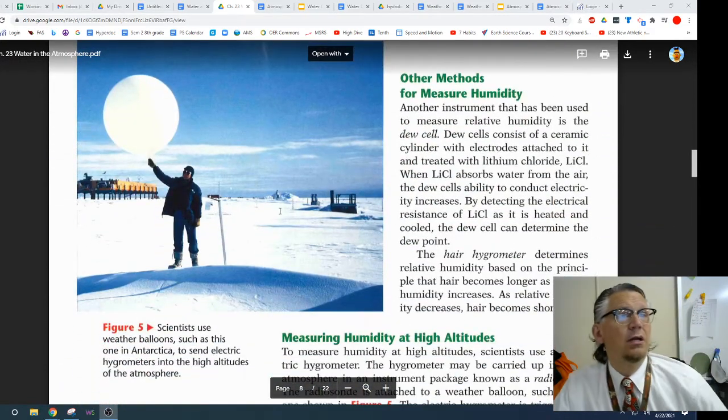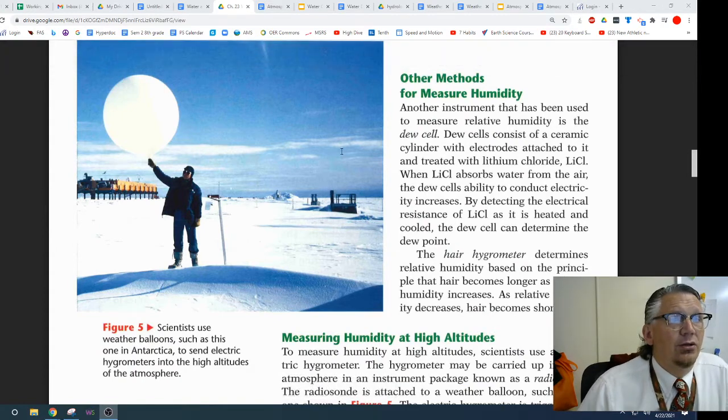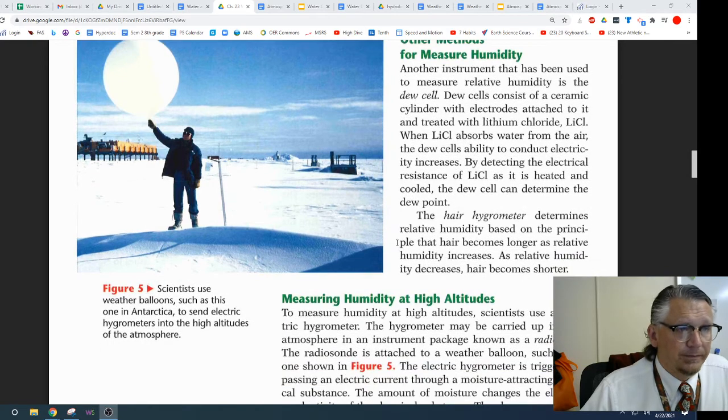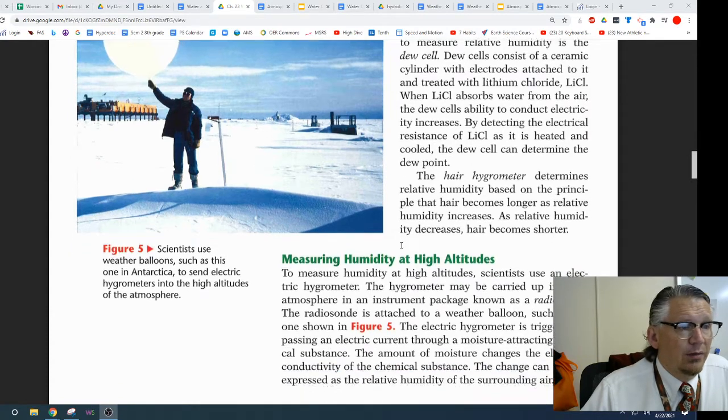Other methods to measure humidity. Another instrument that is used to measure relative humidity is the dew cell. Dew cells consist of ceramic cylinders with electrodes attached to them and treated with lithium chloride, LiCl. When lithium chloride absorbs water from the air, the dew cell's ability to conduct electricity increases. By measuring the electrical resistance of lithium chloride as it is heated and cooled, the dew cell can determine the dew point. The hair hygrometer measures relative humidity based on the principle that hair becomes longer as relative humidity increases. As relative humidity decreases, the hair becomes shorter.